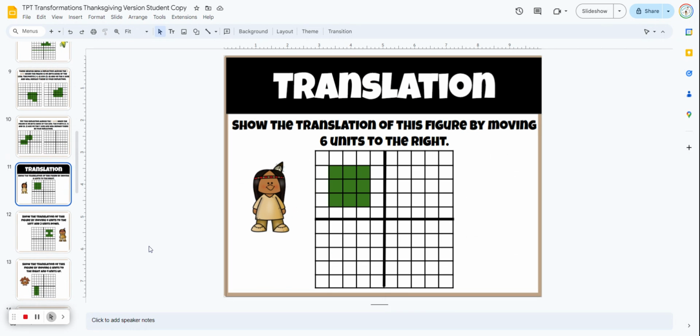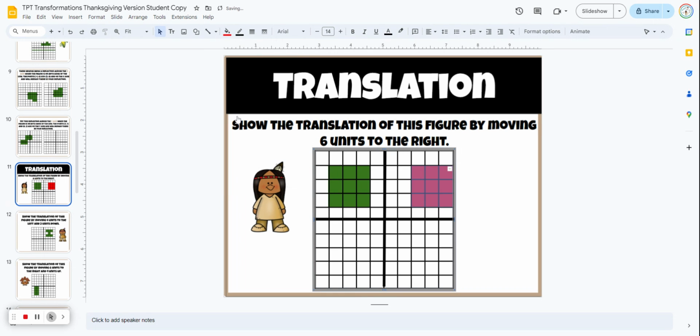Then we move on to translation. So translation is just moving a figure up, down, left, or right without changing its orientation. So the first one's pretty simple. It's a square. So this one they're going to translate 6 units to the right. So it'll look like this.